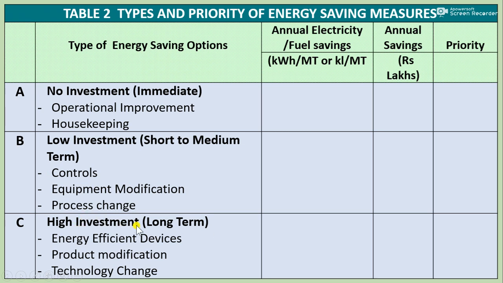Then where high investment is required for long term purposes, some energy efficient devices are required, so their annual electricity or fuel saving by using these, whatever we get, is mentioned here. Suppose product modification is required, and if there is a change in technology, then the corresponding details are mentioned in these columns.